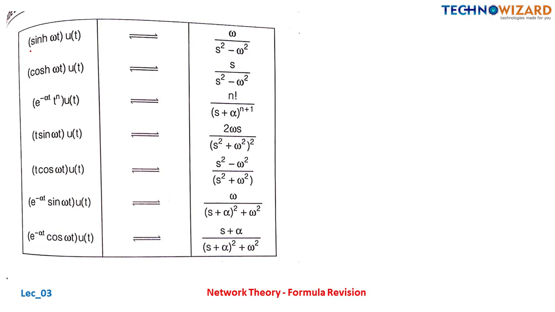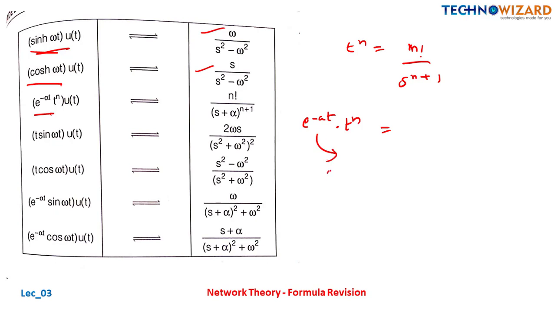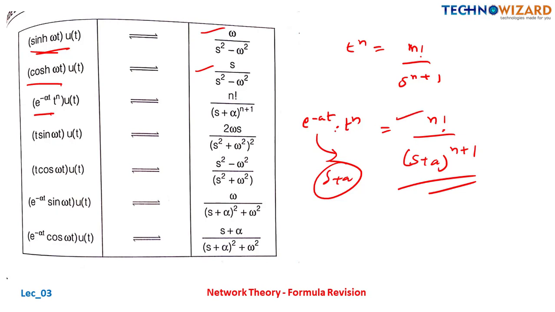Next, for those students who are from BTech level and have to study further for their exams: sinh omega t is given as omega upon s square minus omega square. cosh omega t is given as s upon s square minus omega square. Now e to the power minus at t to the power n. We know that t to the power n is given as n factorial upon s to the power n plus 1. Now you are multiplying by e to the power minus at, so just replace s by s plus a. Then n factorial upon (s plus a) to the power n plus 1. This will be the Laplace transform for e to the power minus at t to the power n.